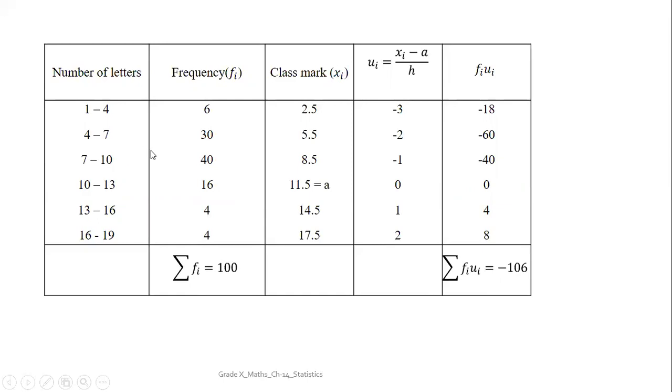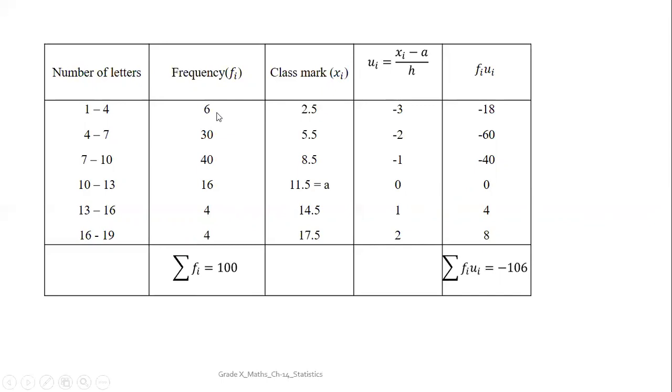So we have the intervals and the frequency. Sigma Fi is 100. Now class mark Xi will be 1 plus 4 by 2. That would be 5 by 2, so 2.5. Your class marks can be in decimals also. Now the middle of this we will take as assumed mean. Here we have taken 11.5. Then I told you before, there is no need to have a DI column. We are directly going to find UI over here, which would be equal to Xi minus A by H. And the values are minus 3, minus 2, minus 1, 0, 1 and 2.